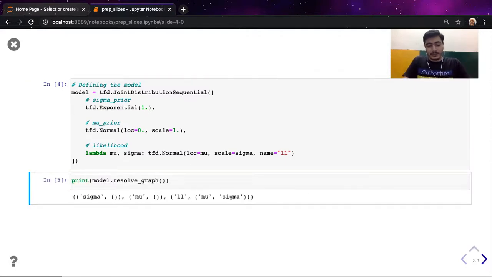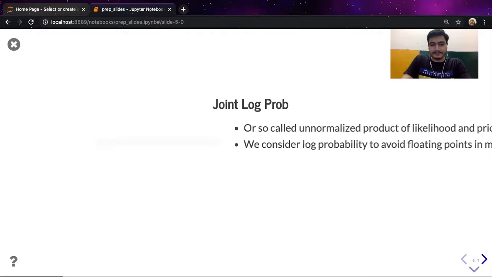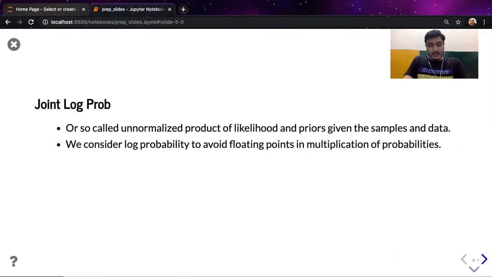It's a good idea to print out what the actual graph looks like in TensorFlow. As you're going to see, the mean and standard deviation are just the free random variables in the graph, and the likelihood term depends upon the mean and standard deviation, which means we are on the right way.